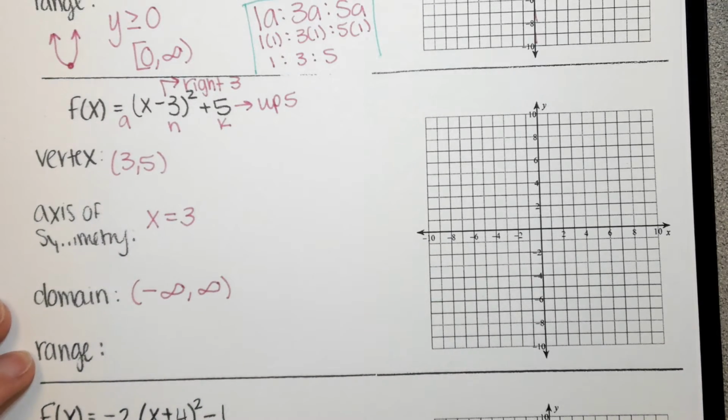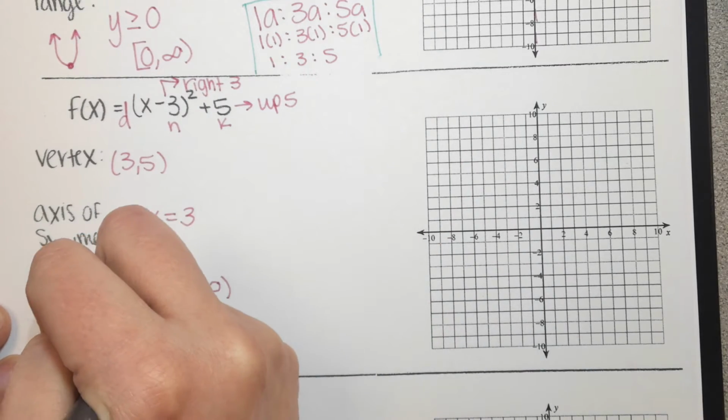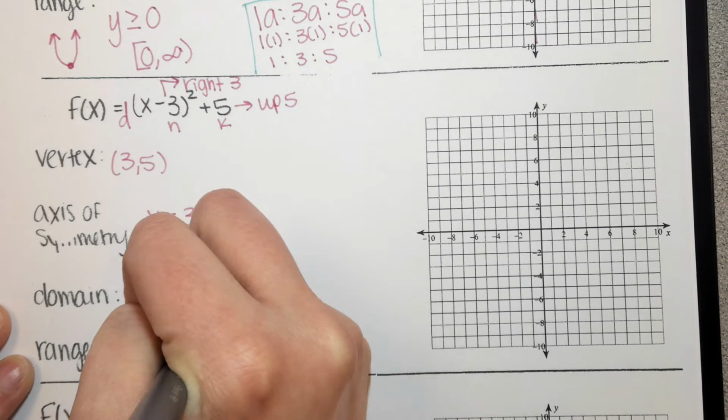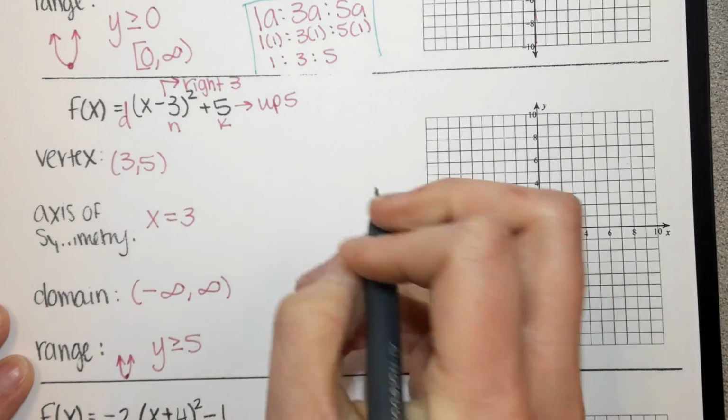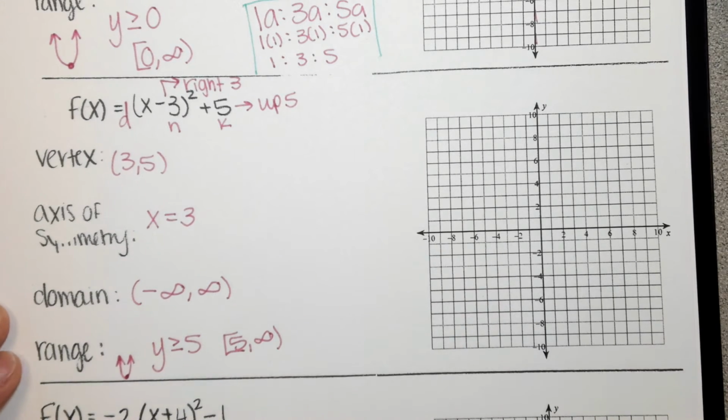And the range, okay, so let's think about it. So our A is 1 again. That means it opens up. We have a minimum. So it's going to be y is greater than or equal to 5. So in interval notation, that's 5 comma infinity. Okay? Or in Math Excel, it might say all real numbers greater than or equal to blank, and you would fill in a 5. Okay?